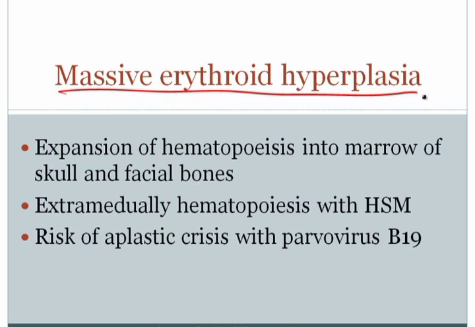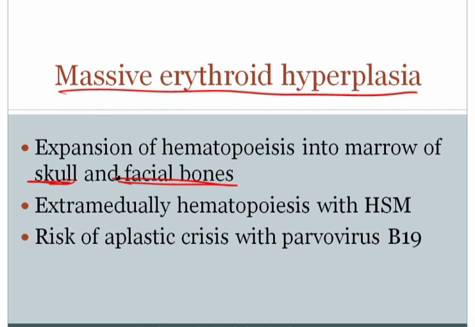There'll actually be expansion of the hematopoiesis into unique areas such as the skull and the facial bones. Now, when there's expansion of hematopoiesis into the skull, that's going to produce a classic crew cut appearance on X-ray, and so that's high yield to be familiar with. And at the same time, expansion of hematopoiesis into the facial bones is going to thicken the facial bones and give the patient a chipmunk-like face.